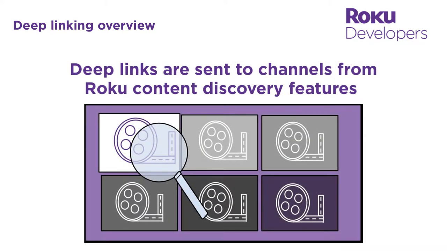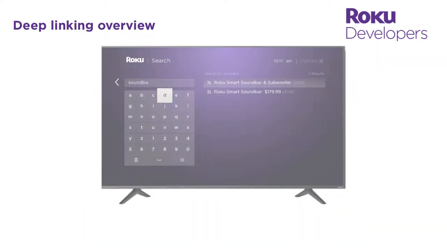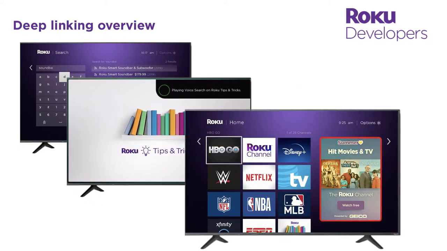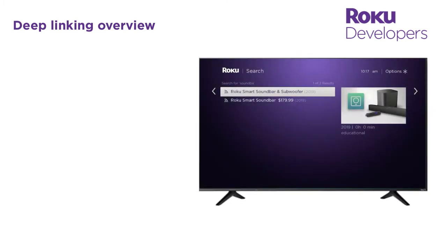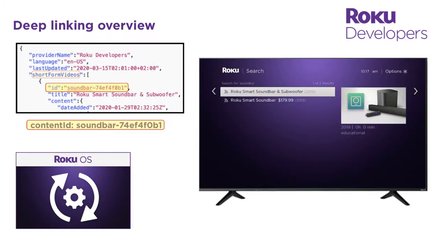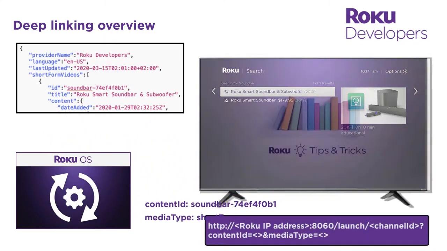Deep links are sent to channels typically from content discovery features in the Roku platform. This includes Roku Search, Roku Voice, and targeted display ads on the Roku homepage. When content is selected from one of these features, the Roku OS gets the unique ID of the content and its media type, like movie or short form video, from the feed and sends them to the channel.